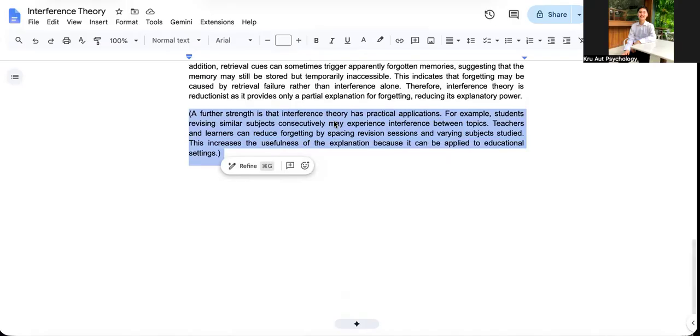So in terms of practical applications for interference theory, I said a further strength is that interference theory has practical applications. For example, students revising similar subjects consecutively may experience interference between topics. Teachers and learners can reduce forgetting by spacing revision sessions and varying subjects studied. And that's something you guys can do as well. This increases the usefulness of the explanation because it can be applied to an educational setting. Maybe a bit short, but it's an example for people to think about what can be written for practical applications in this topic.